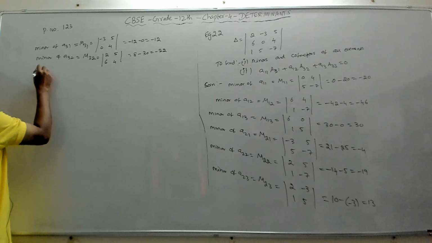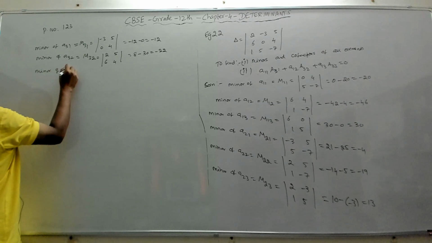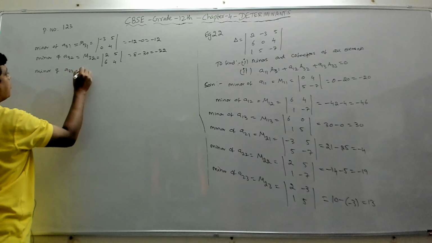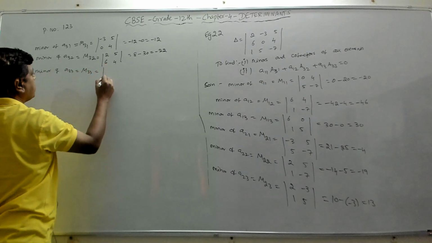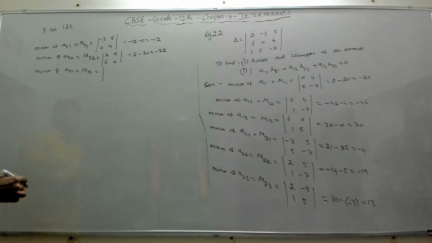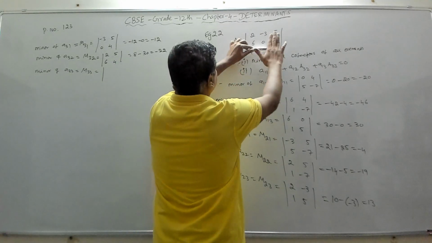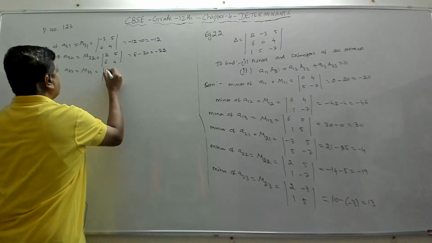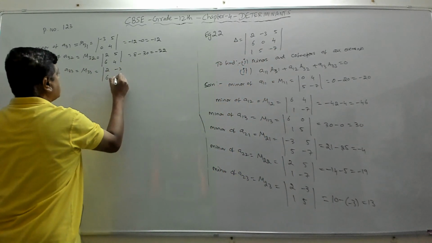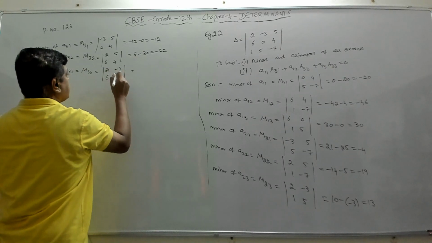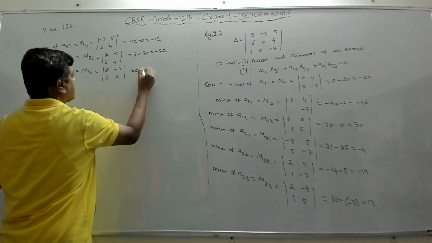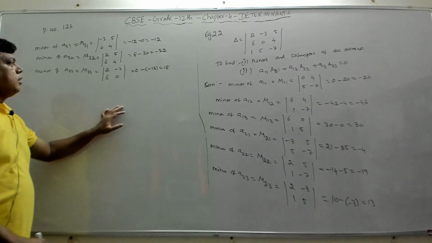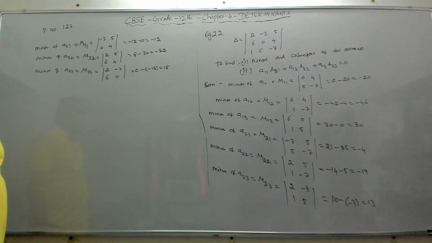Then the minor of small a33, that is equal to M33, that is equal to the determinant of. So you have to close this particular row, third row and third column. Then 2, minus 3, 6, 0. So 2 times 0 is 0, minus 6 times minus 3, you will get 18. You will get 18. Fine.